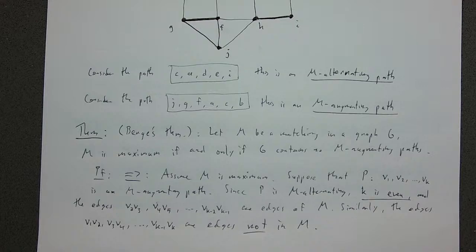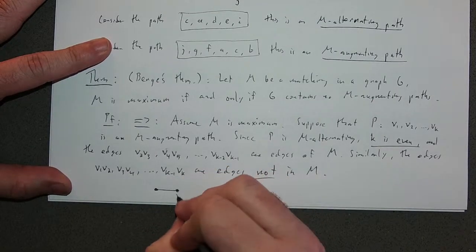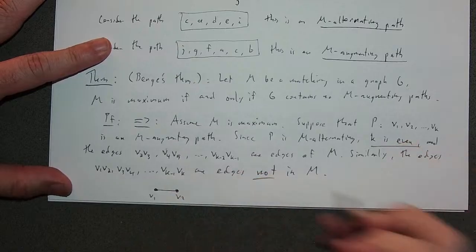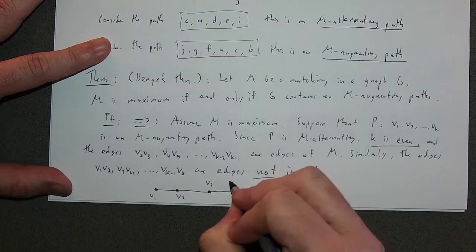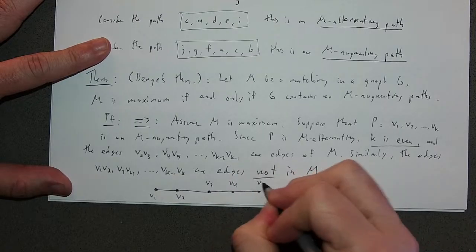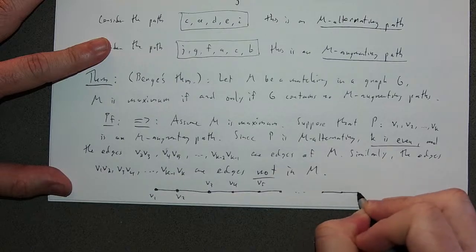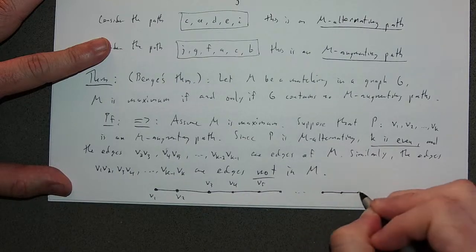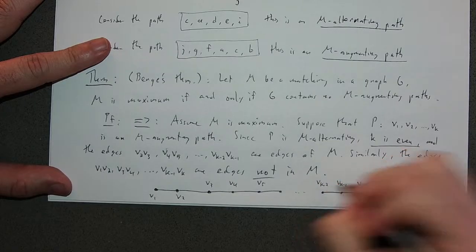Now, how does this help us? What does this allow us to do? Of course, I could draw this picture, right? This is for drawing the path, right? This is V1, this is V2, V3, V4, V5, and so on out to these last two. So here's Vk, here's V sub k minus 1, here's V sub k minus 2.